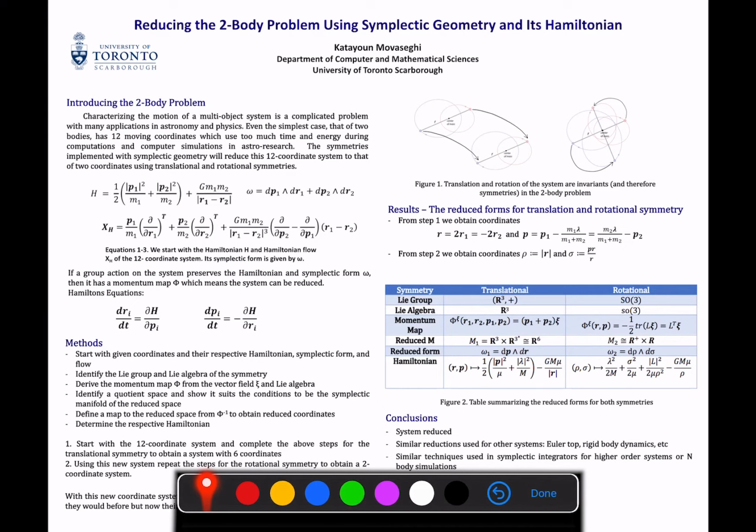Here's a poster I saw a few weeks ago at a math conference. It's by Kat Movasegui, who's a master's student at the University of Toronto, Scarborough. In this poster, she's using the two-body problem as an example of how symmetries in the system, particularly when written in the Hamiltonian formalism, can lead to a reduced dimensionality of the system. And we'll return to this poster and these ideas in video 4 this week.